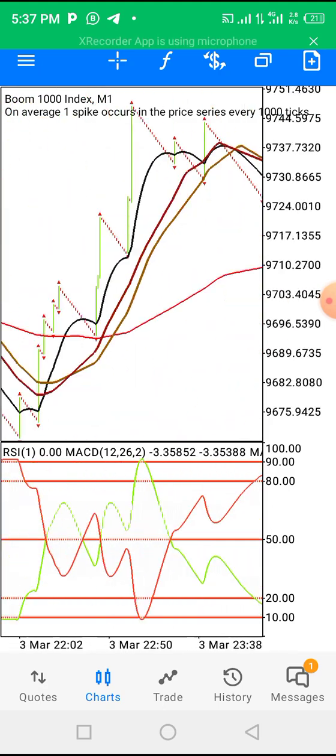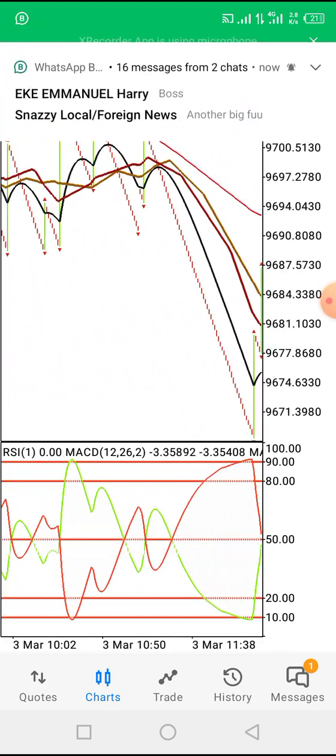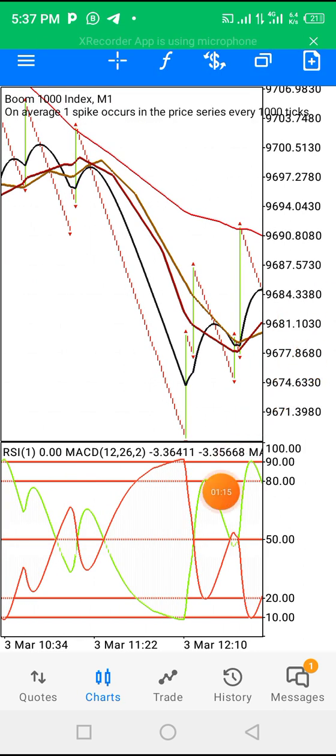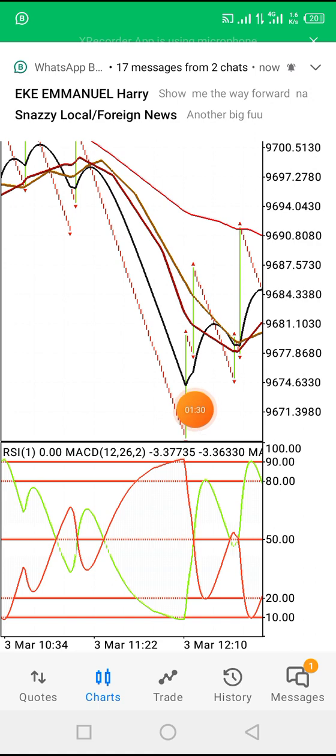So let me scroll back and I'll show you something. Okay, so whenever we have the levels 90, 80, 50, 20, 10, whenever this red climbs above the 80 level to 90 and the green one steps below, then there should be a mandatory spike, and that's why you see all these things moving.